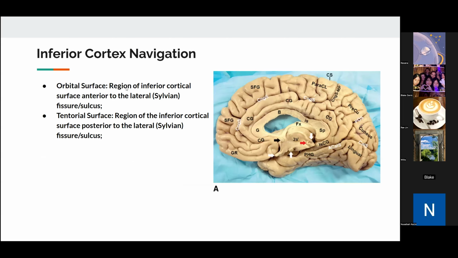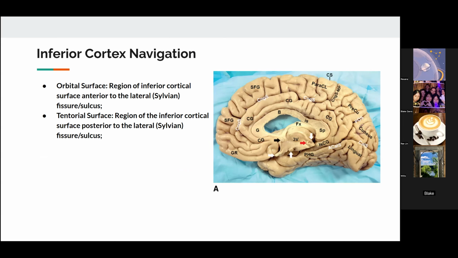So guys, first off, we're going to be looking at the inferior cortex navigation. This is just going to be necessary when we're looking at some of the cranial nerves. And I'm just giving you guys a fair warning. We're going to be looking at a few videos of actual brains alongside images of actual brains. So if you guys get freaked out about that stuff, sorry in advance.